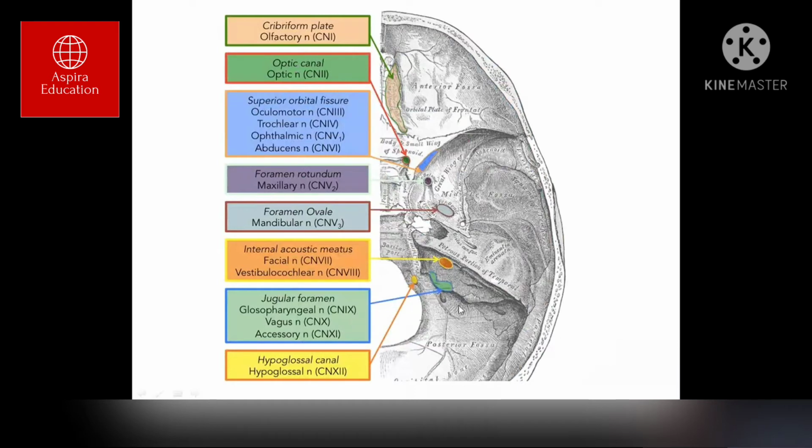So the jugular foramen is here. The jugular foramen is important for the glossopharyngeal nerve, vagus nerve, and accessory nerve. So they are cranial nerves 9, 10, and 11.